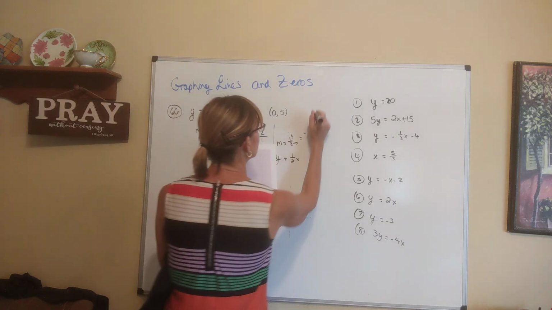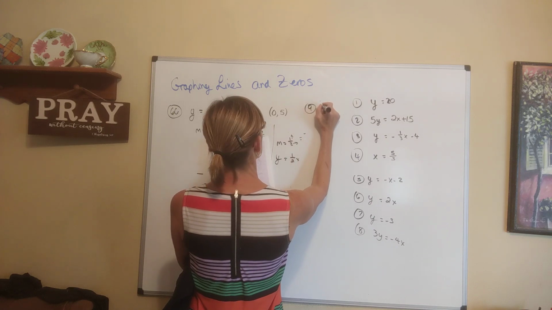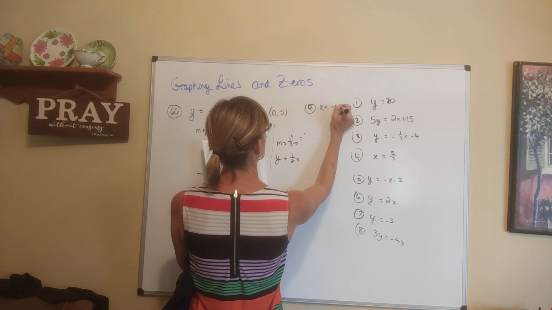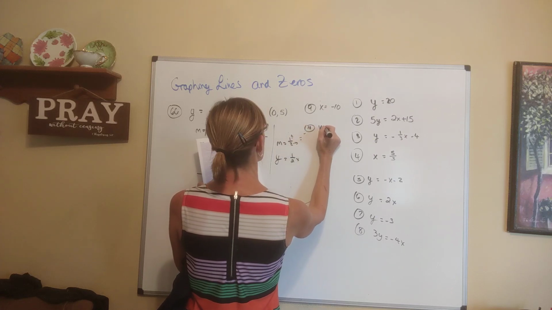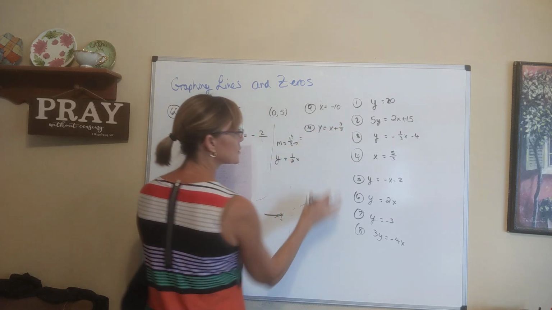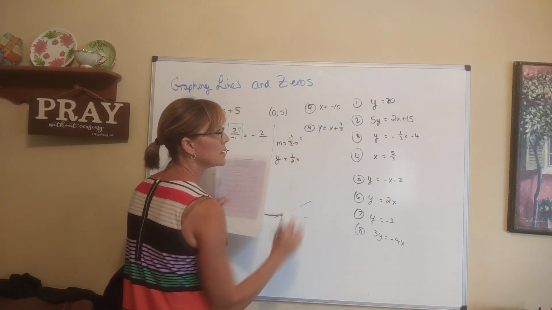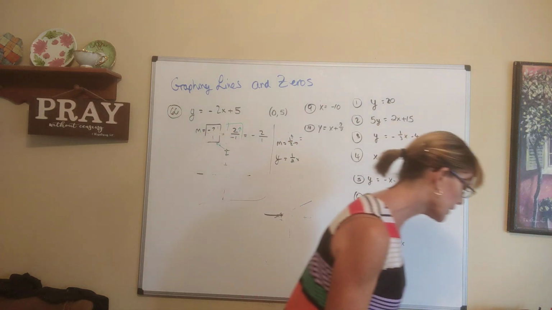All right, number 9 is x equals negative 10. And number 10 is y equals x plus 7/2. So I just want you to make sure that you can at least see the equations correctly before you try to match the graphs. Okay, that's a good exercise for you guys to do.